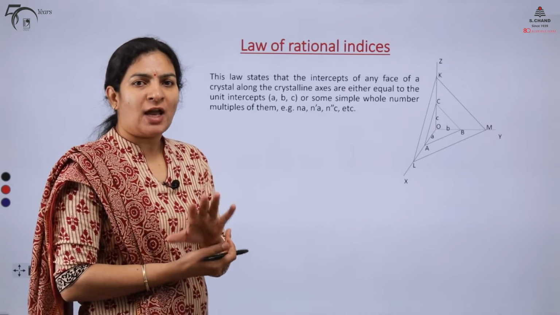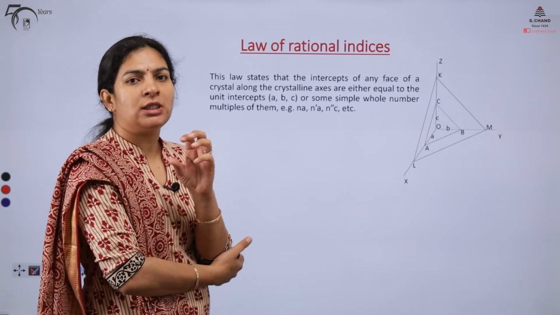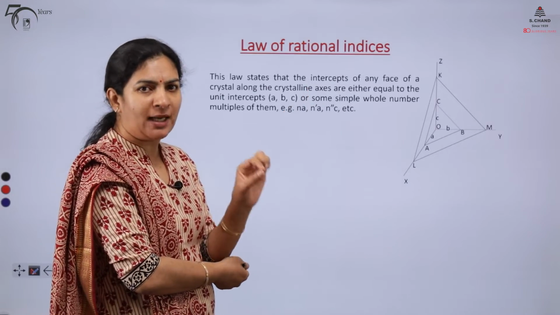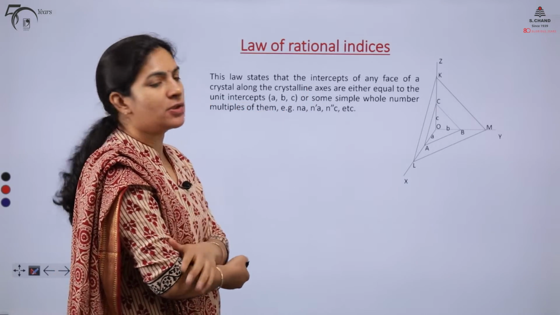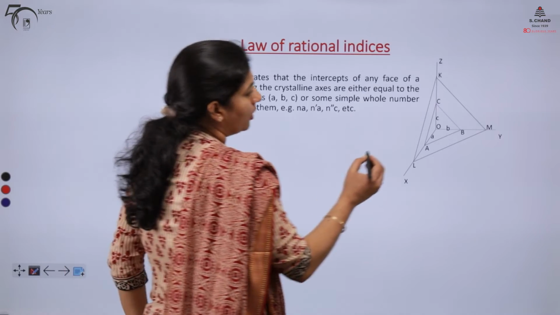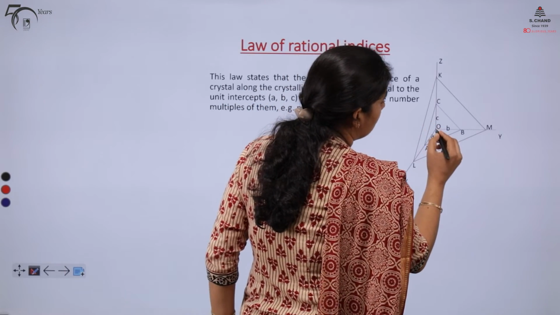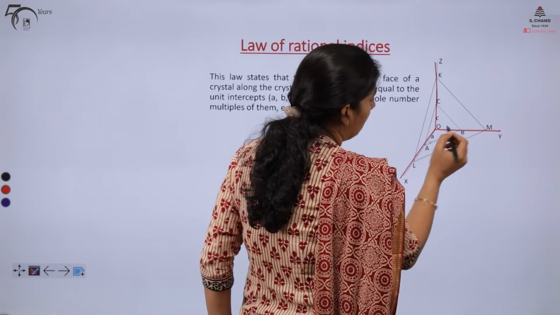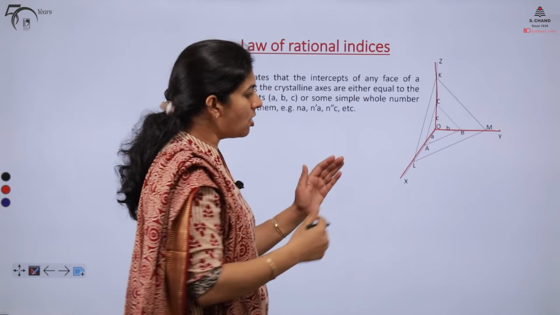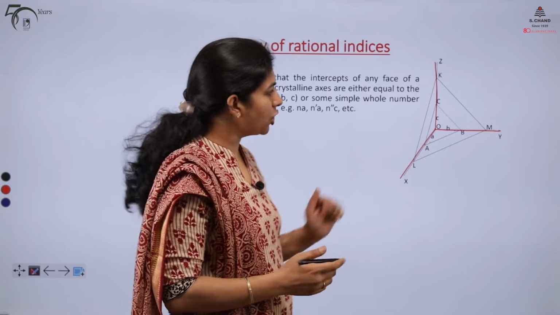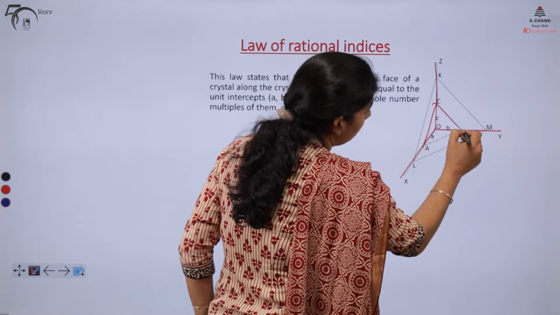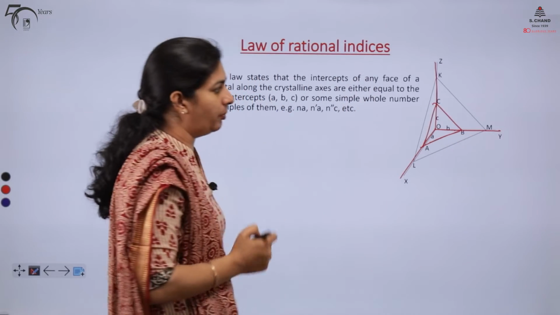Now the law of rational indices talks about the intercepts which the crystallographic planes make on these crystallographic axes. So what do we see here? These are the crystallographic axes A, B, C, which are lying along X, Y and Z direction. Now this is one plane. Let's say this is one crystallographic plane.